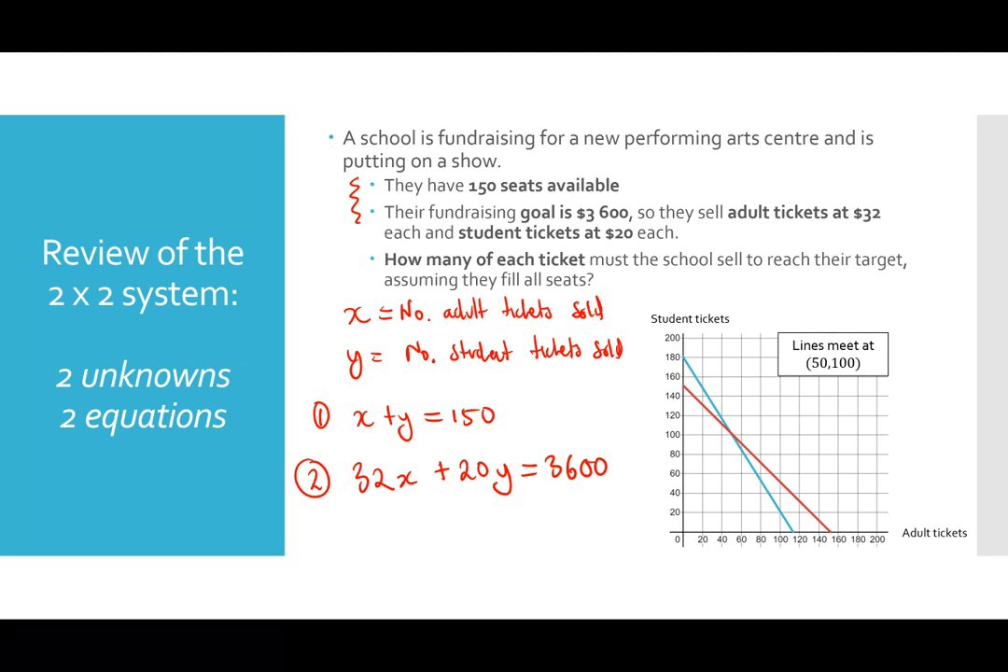So that means that selling 50 adult tickets and 100 student tickets satisfies both of the requirements of selling 150 tickets and making exactly $3,600. So that solution or that point satisfies both equations simultaneously, and it's the only value that does that. So that's what this whole topic is about.